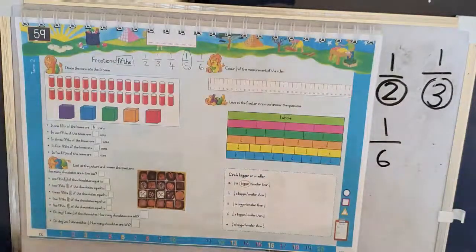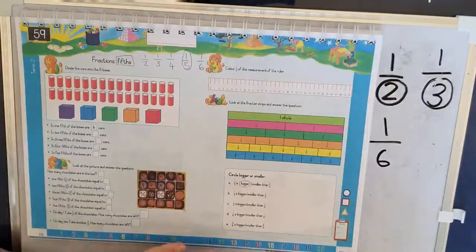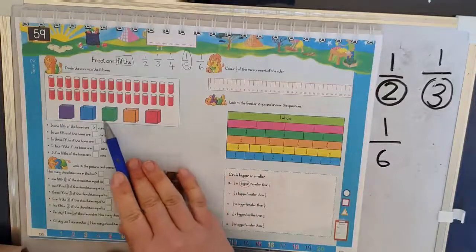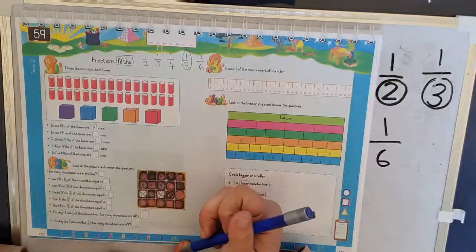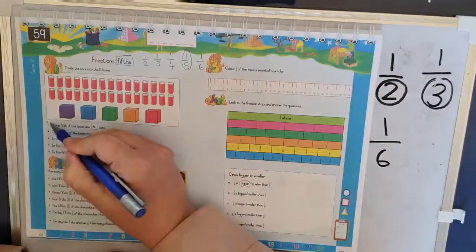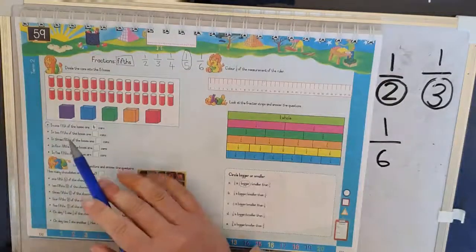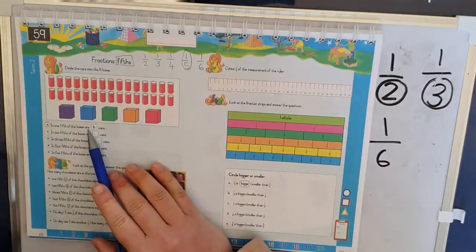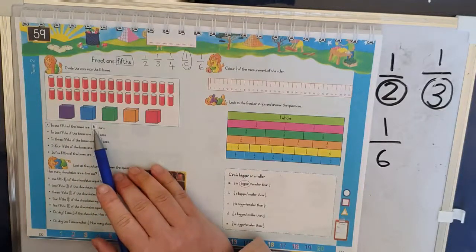Okay. Again, we have cans. This time, how many parts of cans of boxes are there? There are 1, 2, 3, 4, 5. So first we're going to answer these questions over here. In 1/5 of the boxes are 6 cans.